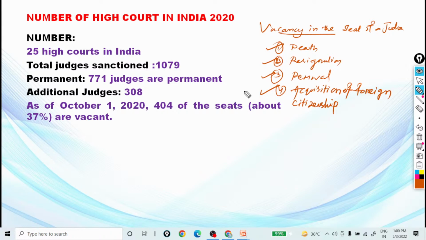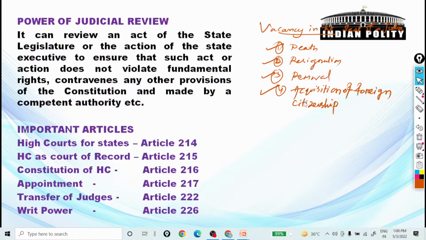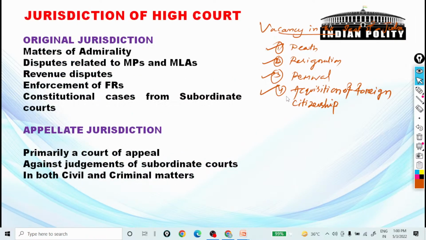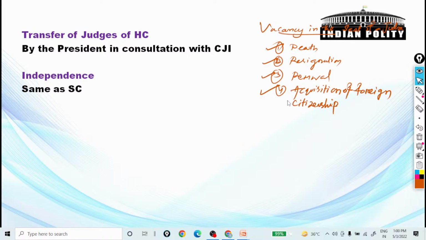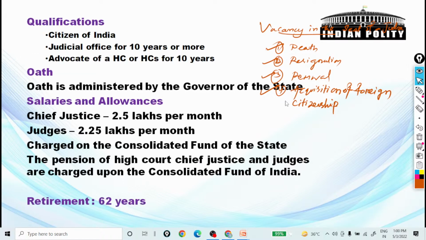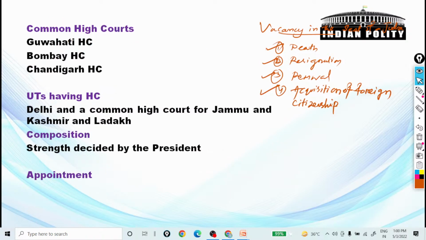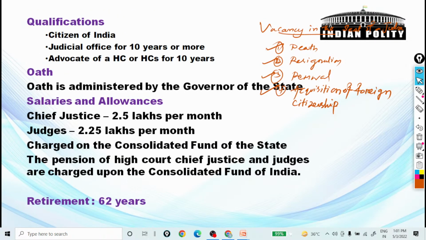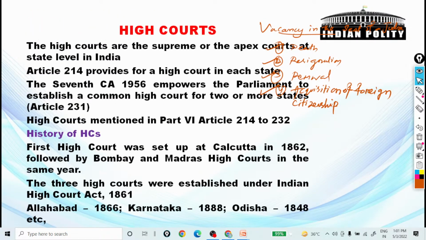Okay, guys. So we have completed high courts. We have already discussed how effective they are at the state level, and what the jurisdiction is, and also the independence of the court, transfer of the court. We have also discussed a lot about other judges, oath, salaries, retirement. I told you the 15th Amendment increased the retirement age of the judges, and common high courts.